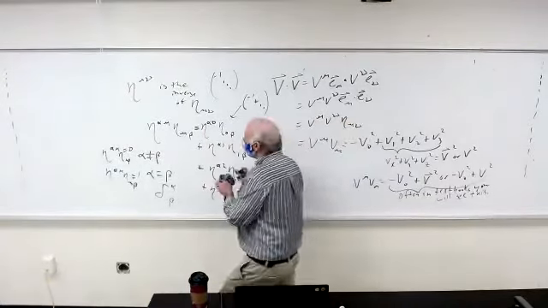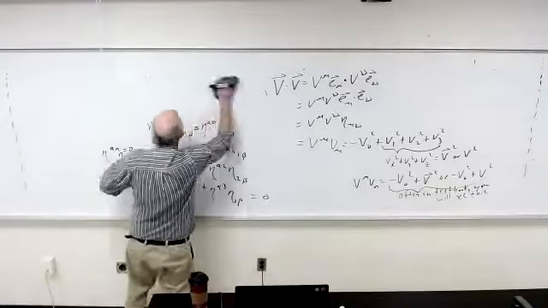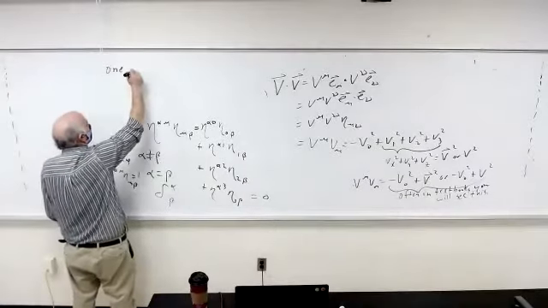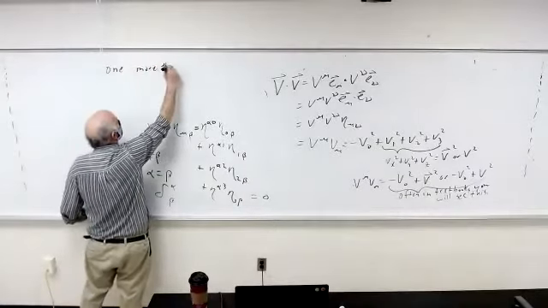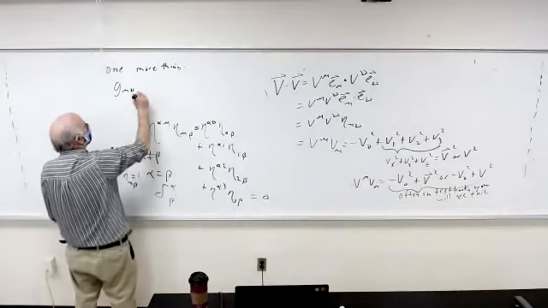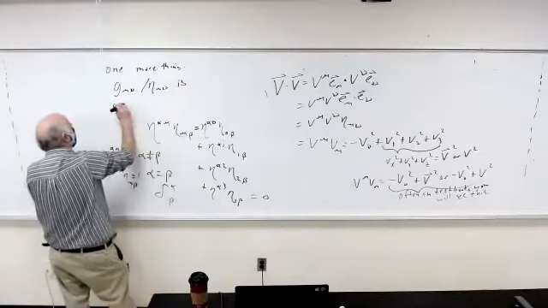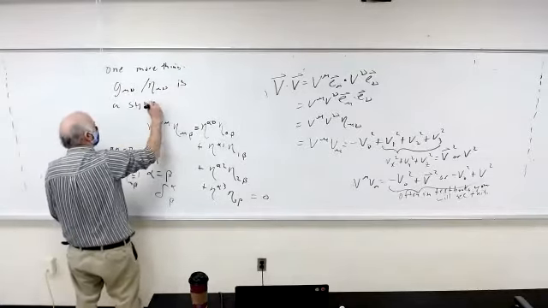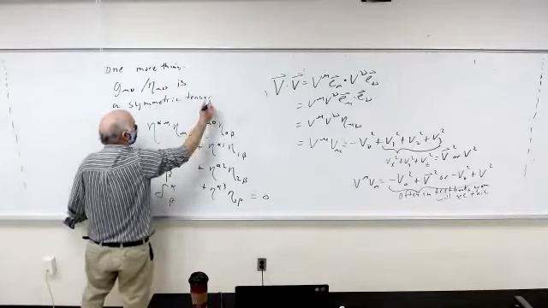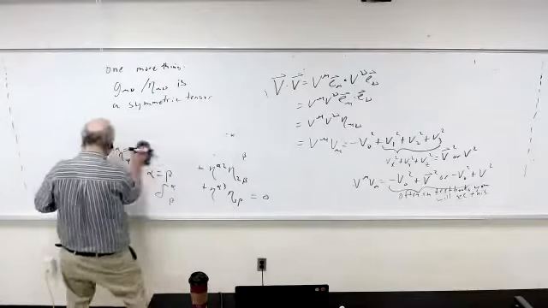One other thing about this, the A's and the G's. So one more thing, and then I'm going to talk about other things. Okay. G mu nu, or eta mu nu, is a symmetric tensor. We'll find out more about why later on, but right now this is going to be a symmetric tensor.